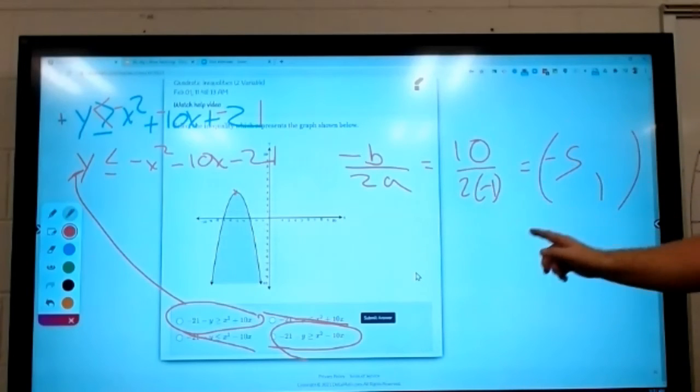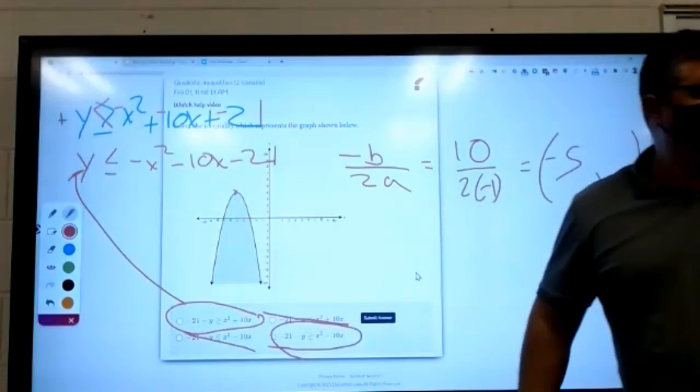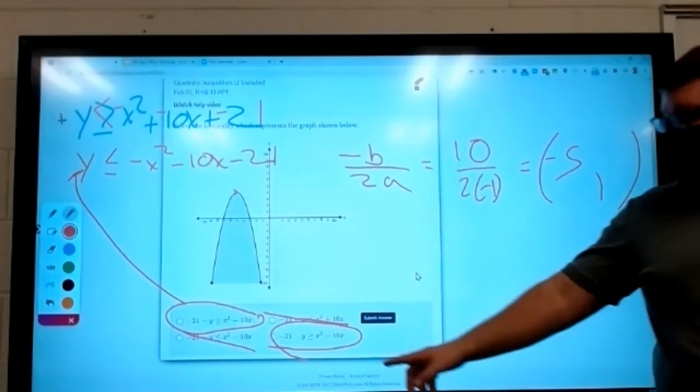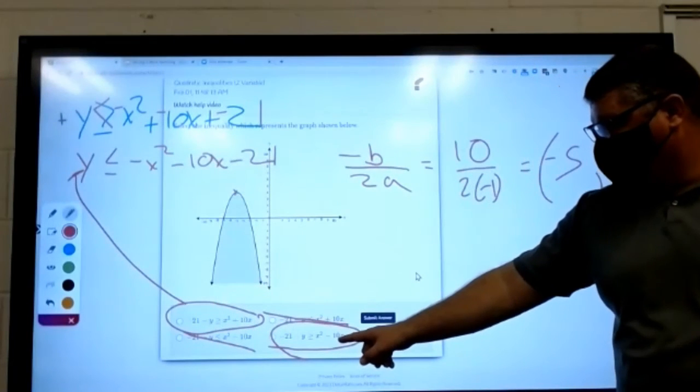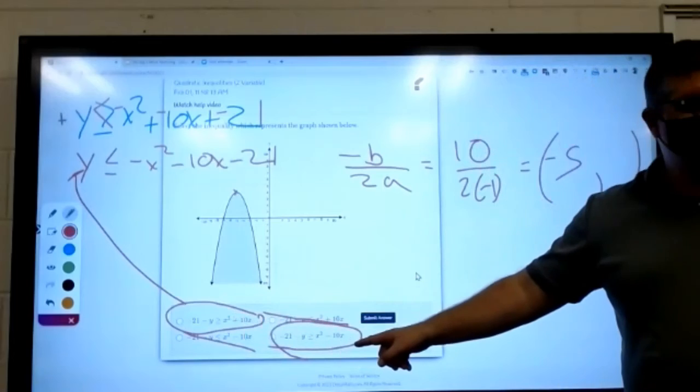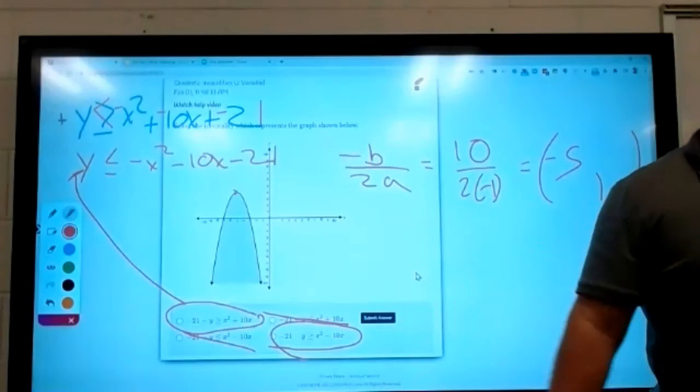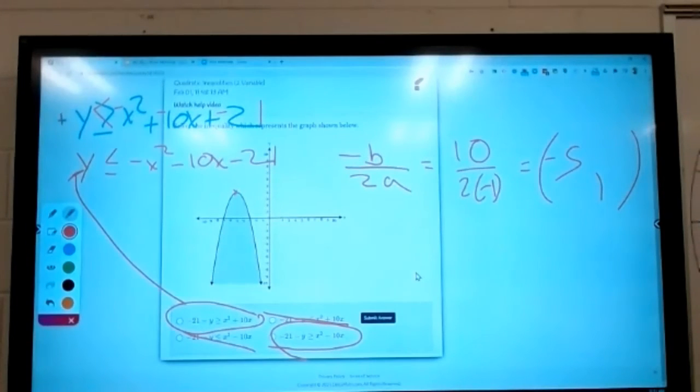Is our vertex right over here at -5? It is. So is this probably our solution? How do I know it's not this? Look at the difference in the B's. Are they backwards of each other? Where's that other B going to be? Over there, right? Okay.